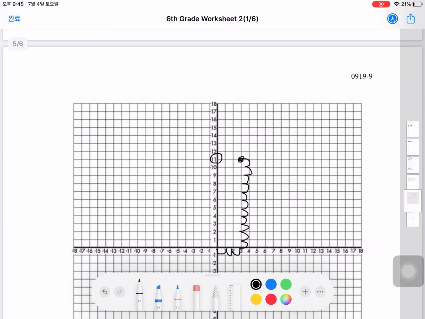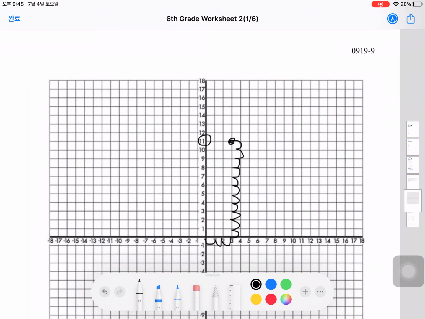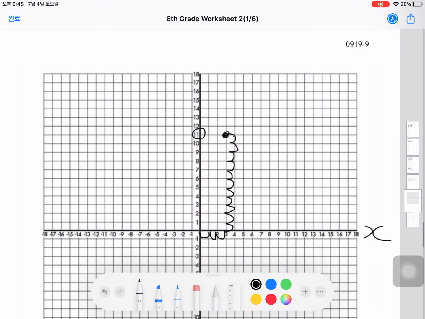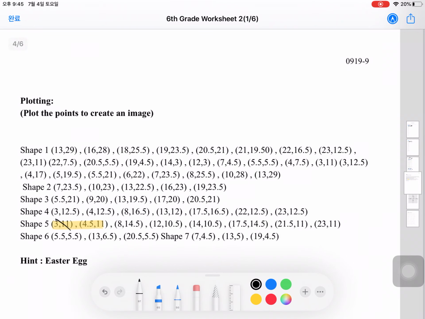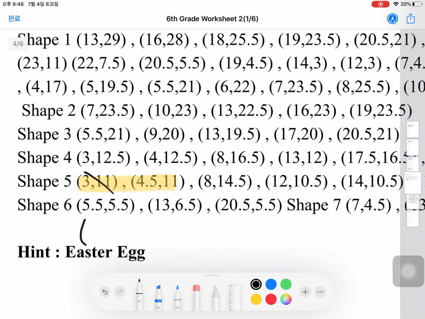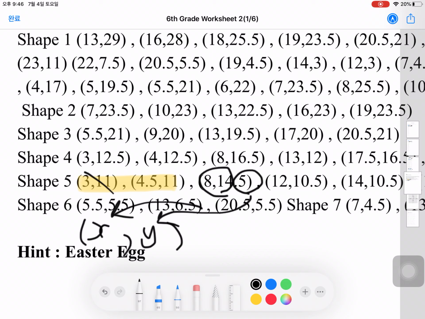Now, you might be wondering, how did you solve that? What you want to remember is this line here is the x-axis, and this line here is the y-axis. And if you look at these, all of them are ordered pairs, which is x, y. So your first number would be x, and your second number would be y.